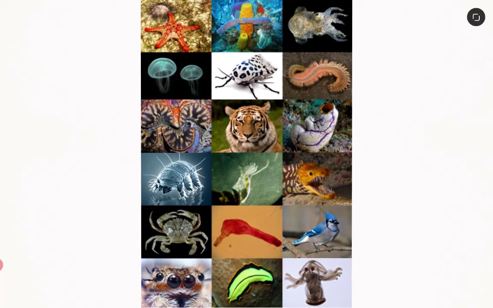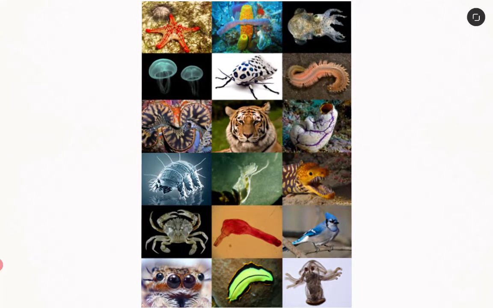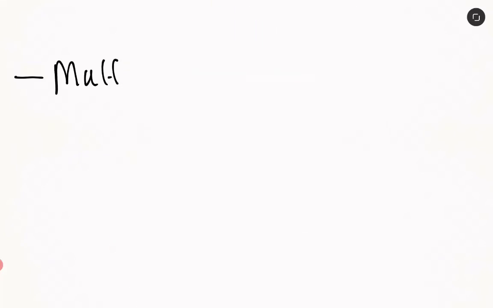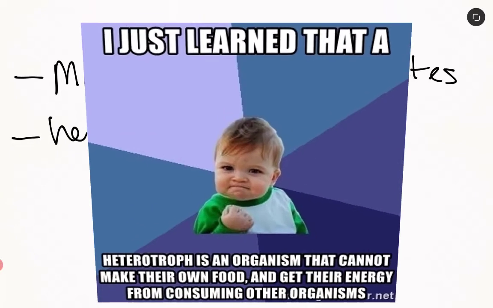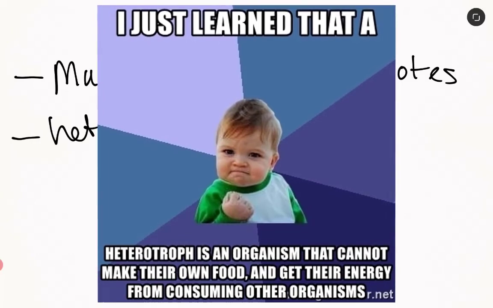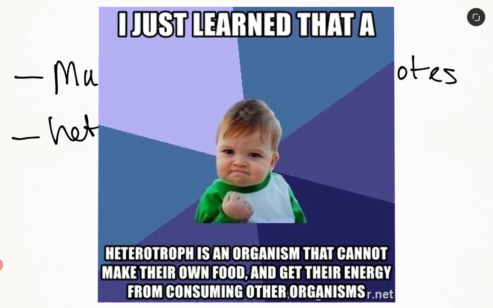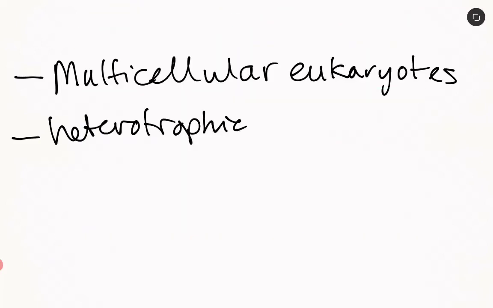All right, team. So this week we are talking about animals and what makes an animal, right? Well, animals are multicellular eukaryotic organisms. They are heterotrophic, meaning that they have to eat something else or get their nutrition by consuming other organisms. This can be either herbivorous, carnivorous, omnivorous, they can be parasites, right? But they have to eat something else to get their food, to get their energy.